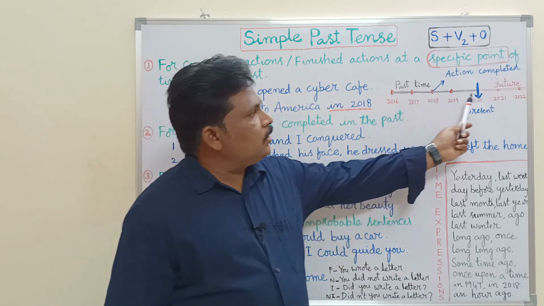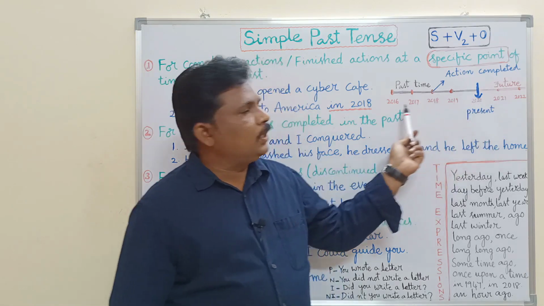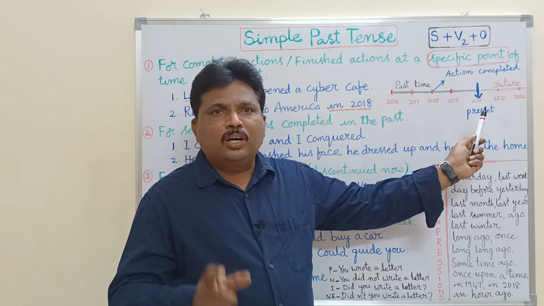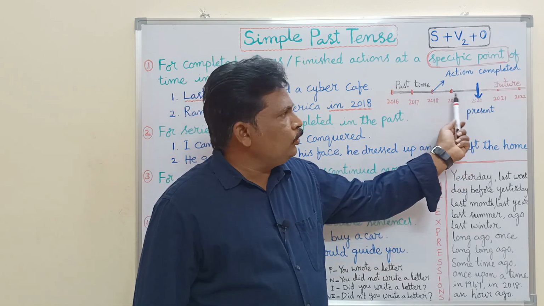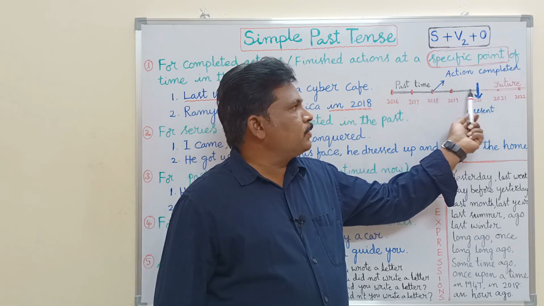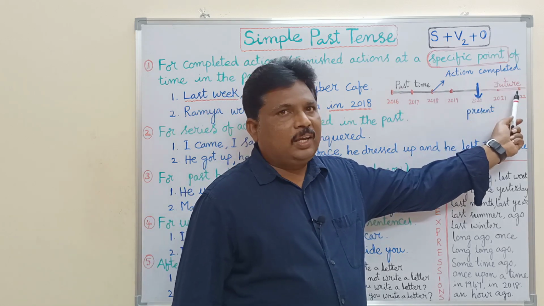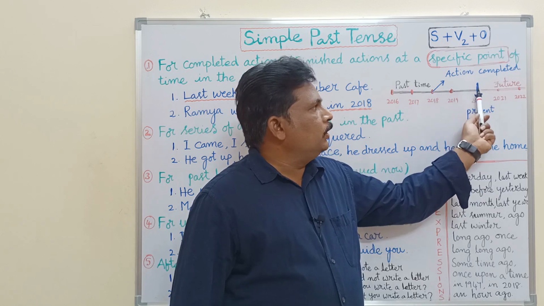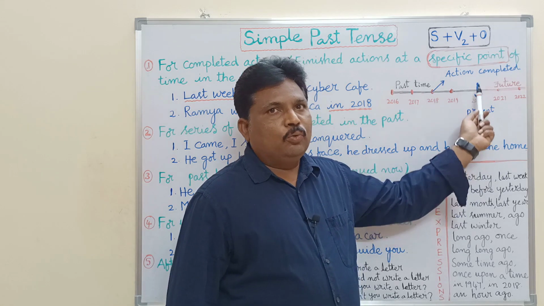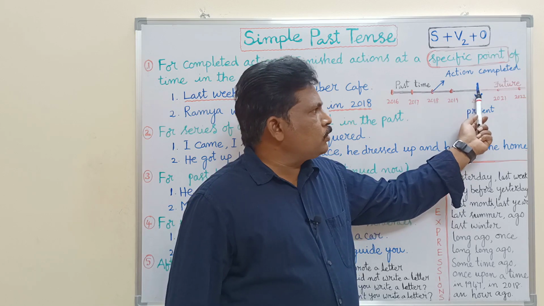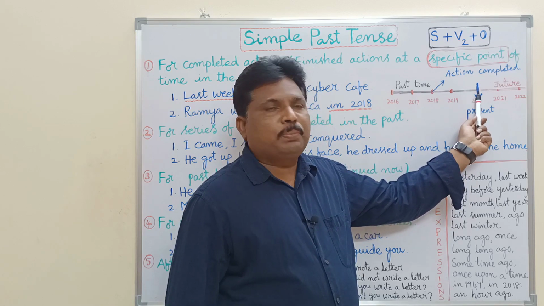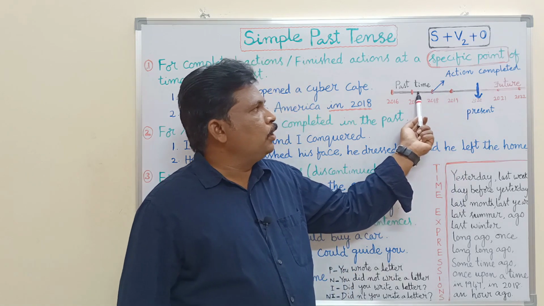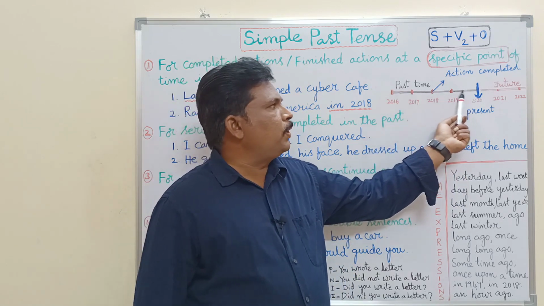Okay, look at this diagram. See, I have drawn a diagram to make the students understand the usage of simple past tense. Here you find two colors. One is black color, another one is red color. In the middle of these two lines, there is a blue color line drawn vertically. See, this blue line, this is the present time. When you go back from this point, you find a black line. This is all past time.